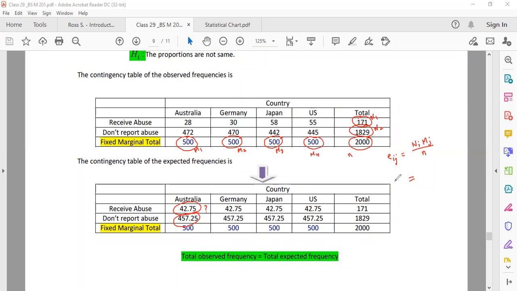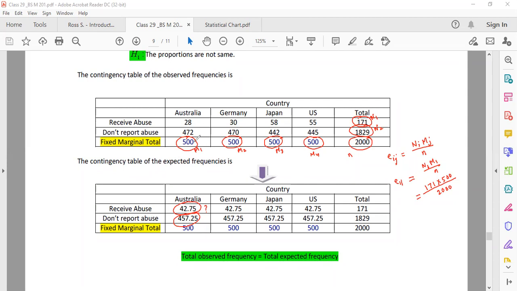Okay, so if I want to calculate E11, what we do, we write n1 m1 by small n, and this means 171 multiplied by 500 divided by 2000, and thus we get 42.75. And since here 500 is fixed and corresponding to 171, all these column totals are fixed, so all these values will be same. All these values will be 42.75. So these values are same over here.